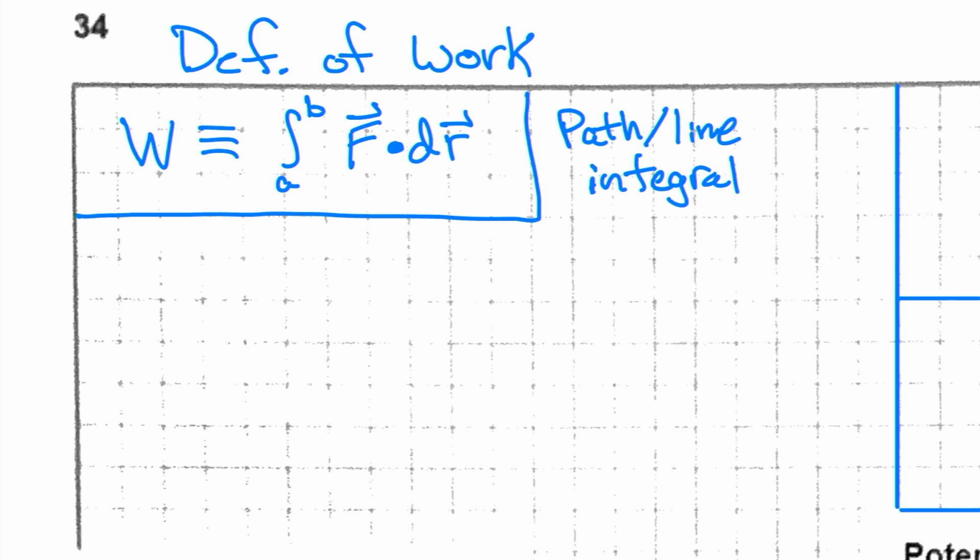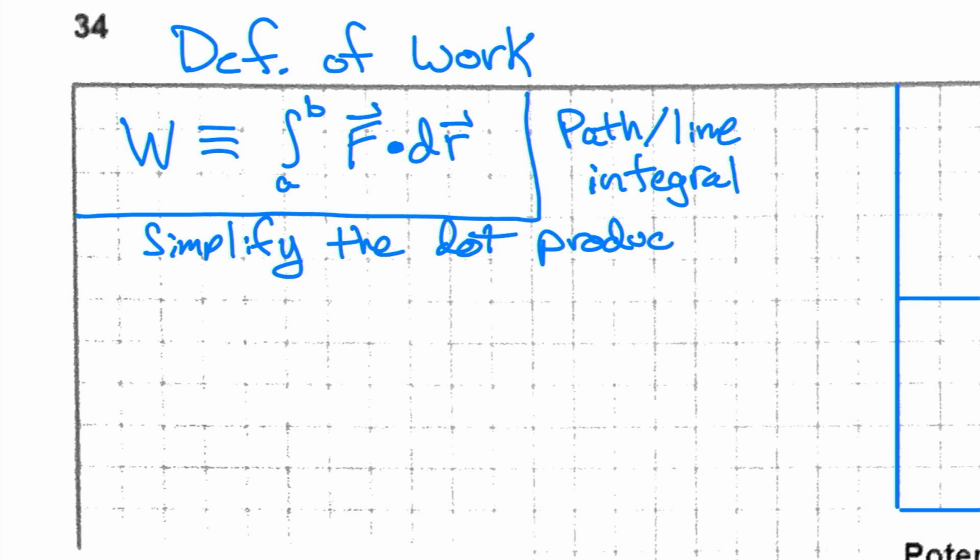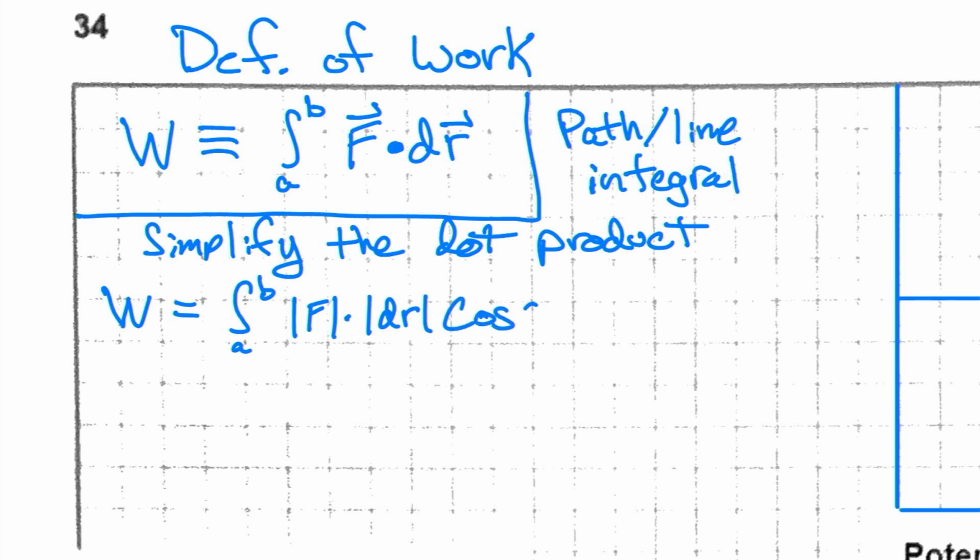We can simplify this a bit. First, we'll start by simplifying the dot product. And when we do that, we'll get work is equal to the integral from A to B of the magnitude of the force times the little element dr, the magnitude of it, we're not including direction here, times cosine of theta. Theta is the angle between F and dr.